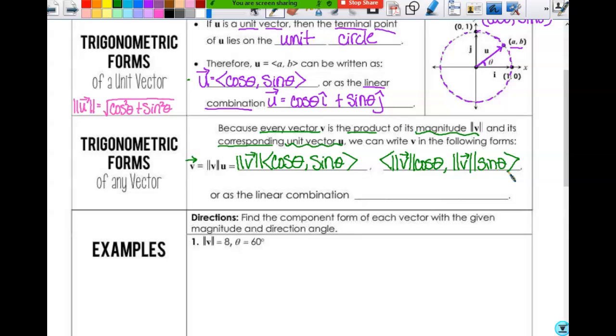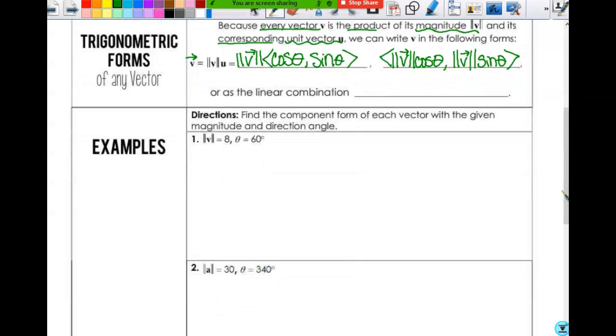Or as a linear combination. So linear combination from component form is super easy. That's just going to be the vector is the magnitude of v times cosine theta i hat plus magnitude of v times sine theta j hat. What questions do we have? Anything at this point? Okay.